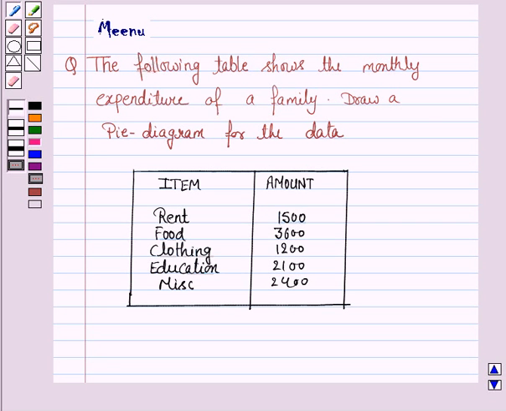Let us discuss the following question. It says, the following table shows the monthly expenditure of a family. Draw a pie diagram for the data. So let's now move on to the solution.